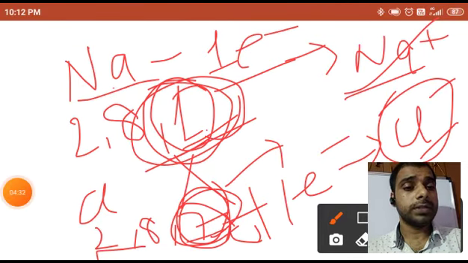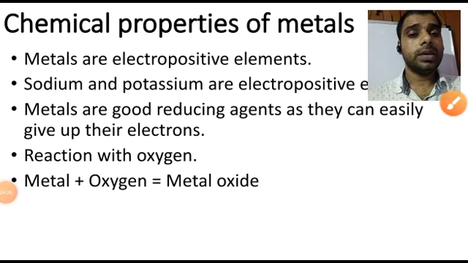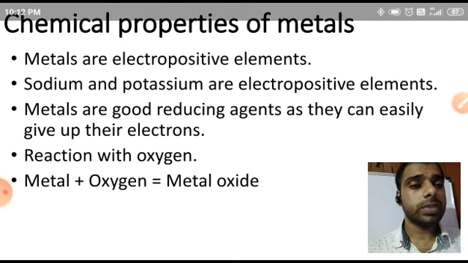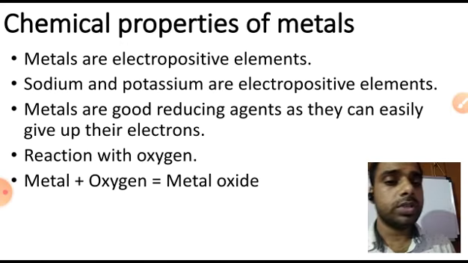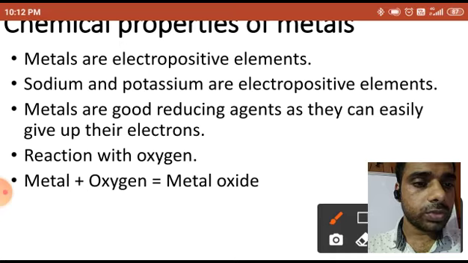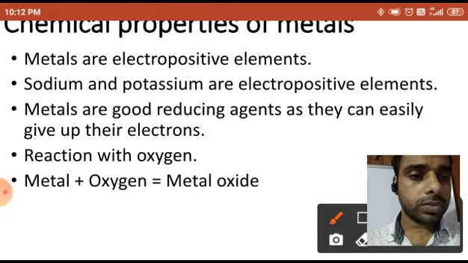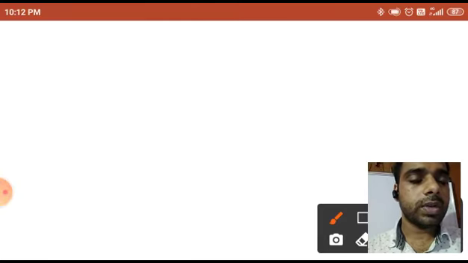Now you can see the next thing I am going to talk about. Here you can see sodium and potassium are electropositive elements. We have discussed that metals are good reducing agents. Why are metals good reducing agents? Because, you can see, I am showing you this. Metals are good reducing agents.